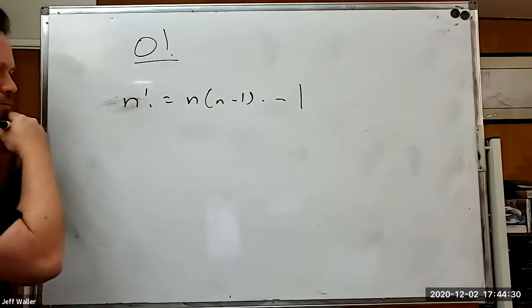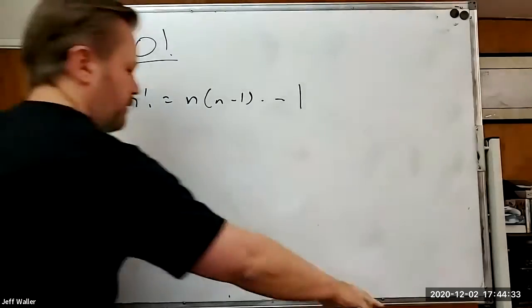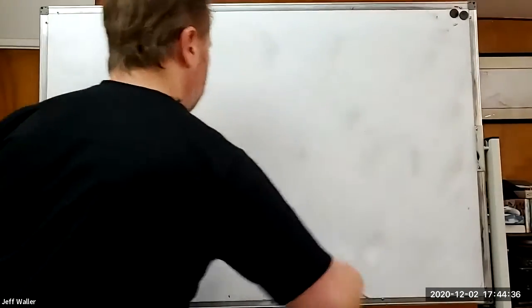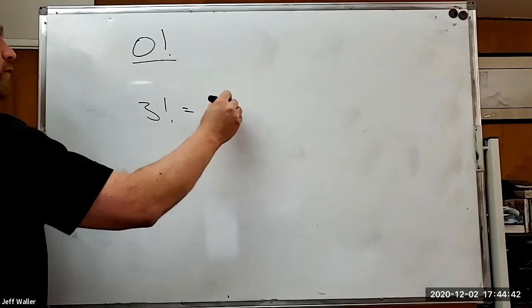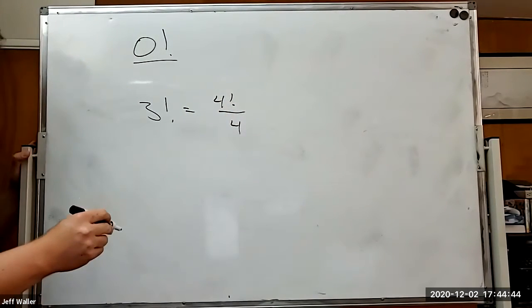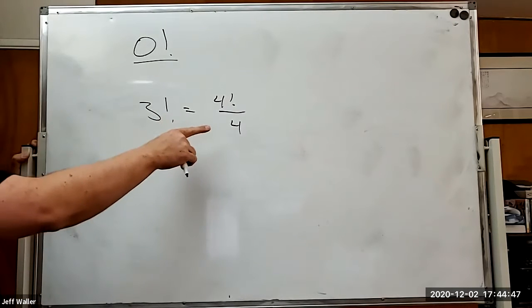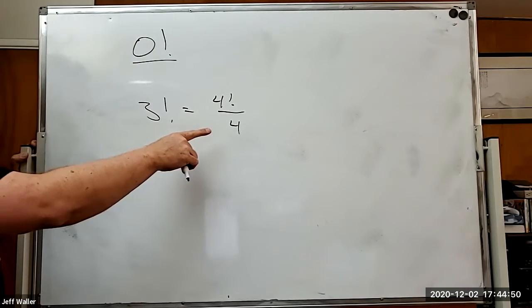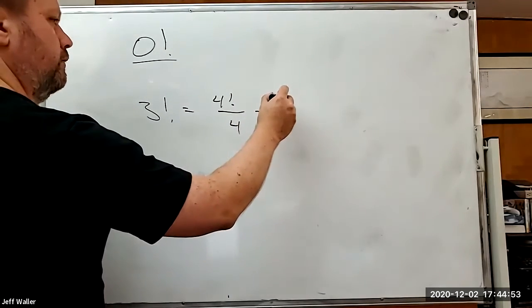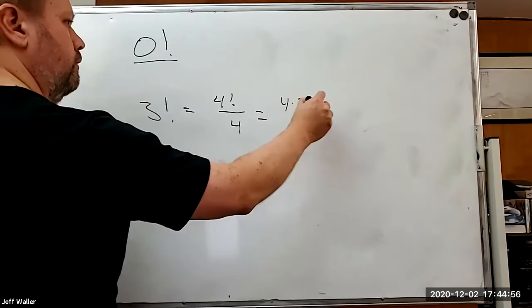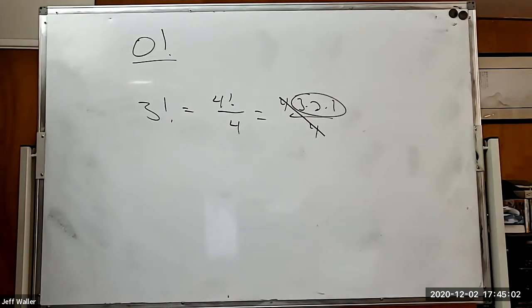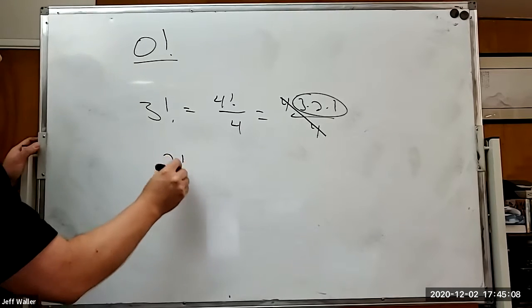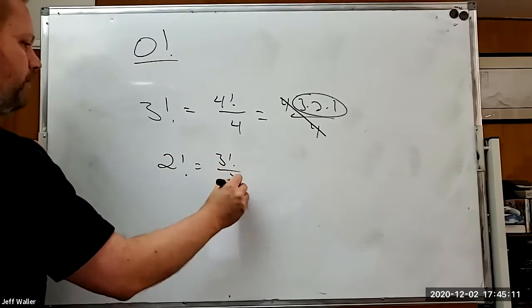But now watch why this is okay. Let me see if I can remember this. This is out of nowhere for me. I forgot to even remember to look this up. 3 factorial is 4 factorial divided by 4, right? Can you guys, is that okay? What's 4 factorial? 4 times 3 times 2. And what's 4 factorial divided by 4? It's 3 factorial. Is that cool? So 2 factorial is 3 factorial divided by 3.